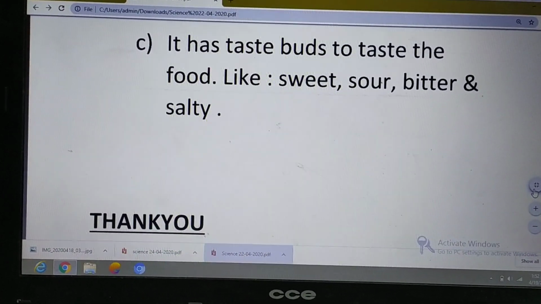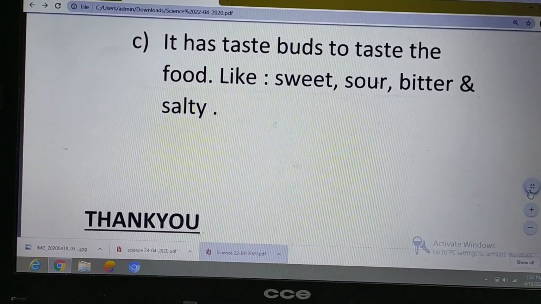The tongue has many taste buds, which help us to know which is sweet, sour, bitter and salty.